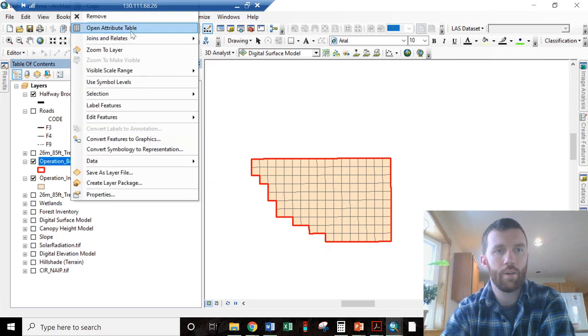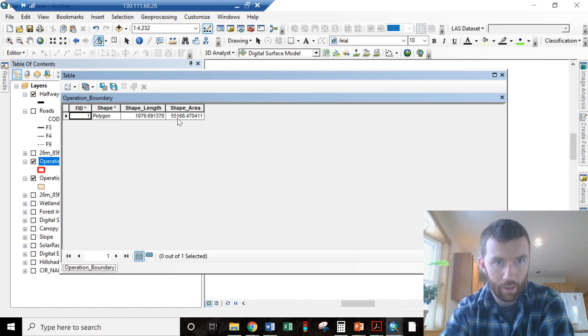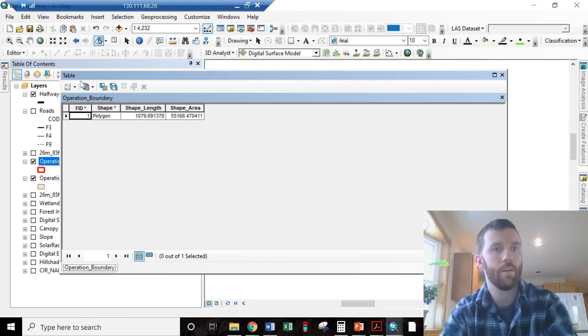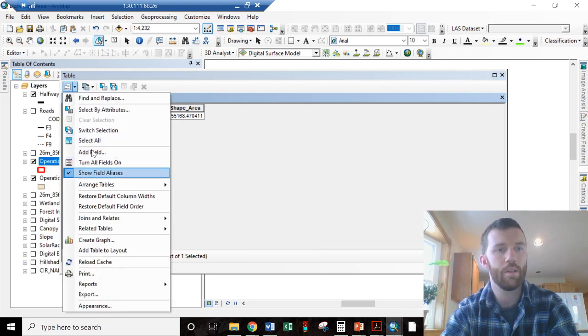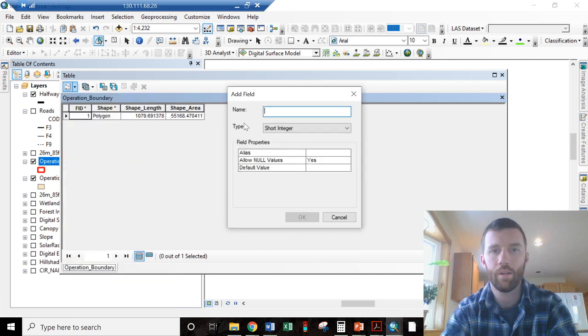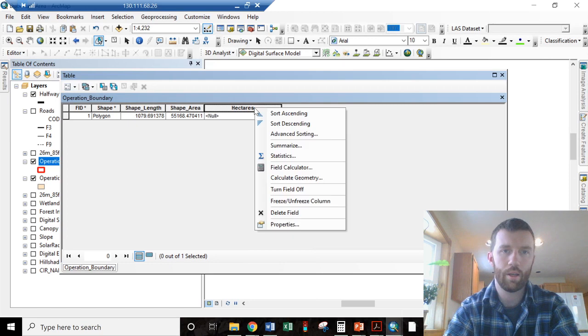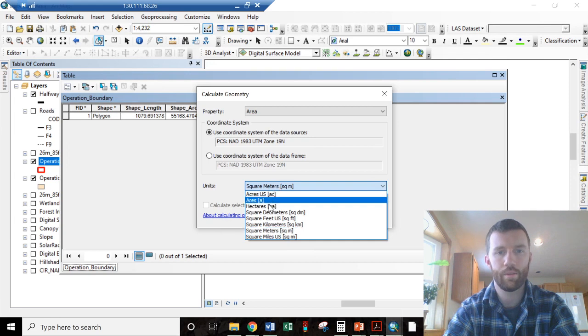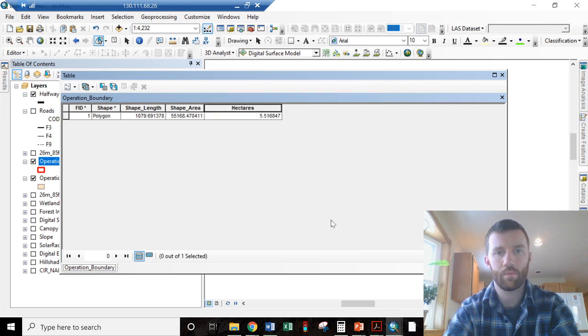And the first thing I'm going to tick off this list is the area. And that is the area in square meters, and I want that area to be in hectares. There are, of course, 10,000 square meters per hectare, so that's looking like a 5.5 hectare. So let's add a field. So let's drop down here, add field, type double, name hectares. Right click on hectares header here and calculate geometry. Units, hectares. So there you go, 5.5 hectare block.